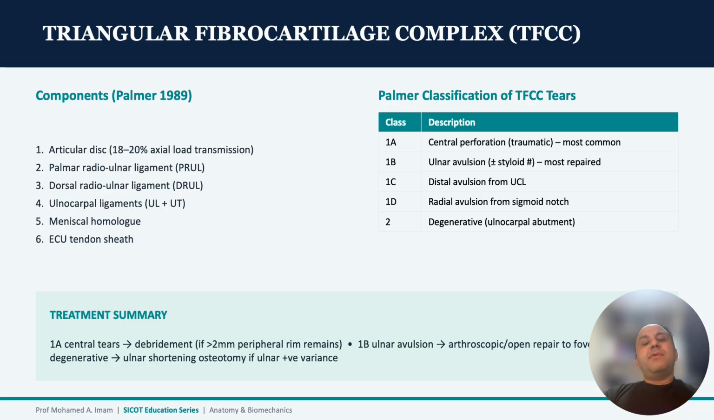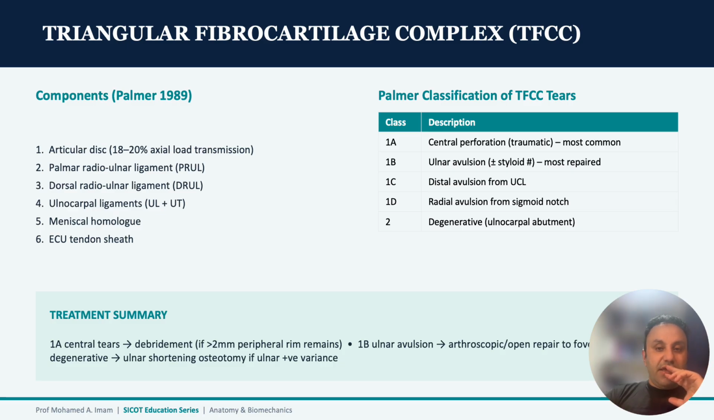So, what about the triangular fibrocartilage, a commonly injured structure that we see in our clinics? A lot of patients with ulnar-sided wrist pain present with this injury. The TFCC is the primary stabilizer of the DRUJ, the distal radio-ulnar joint, and the ulnocarpal joint. Palmer in 1989 described the components as an articular disc, a meniscus, palmar and dorsal radio-ulnar ligaments, as well as an ulnocarpal ligament, which is divided into two.